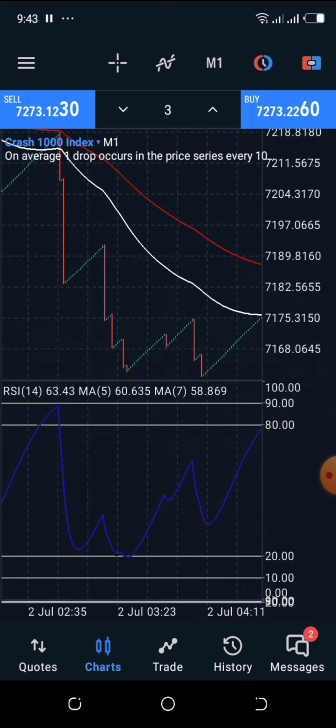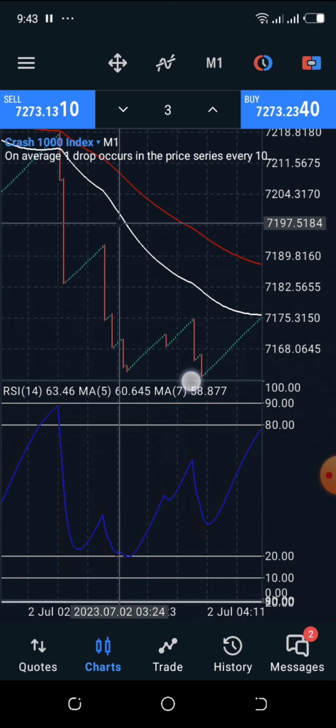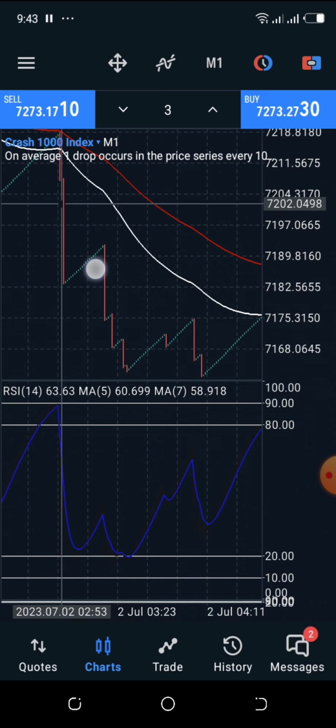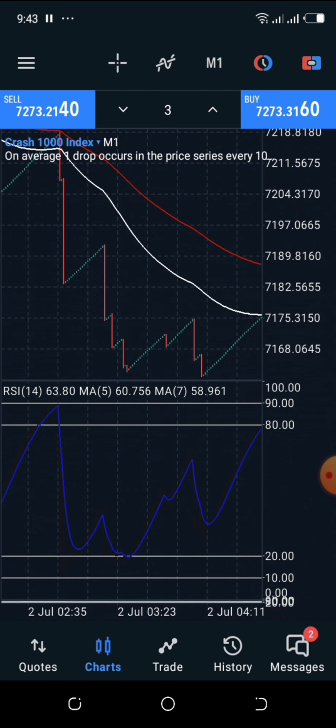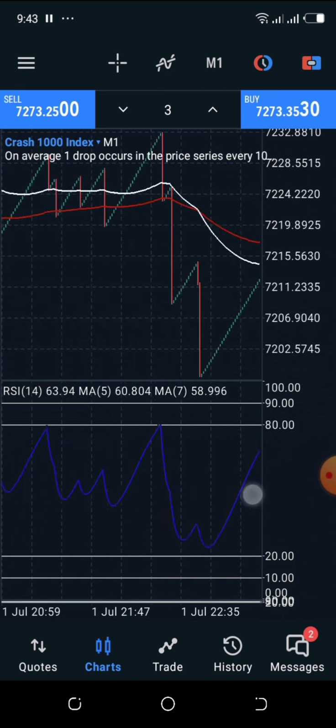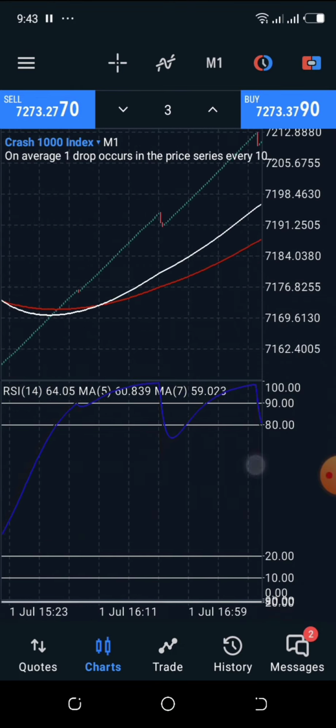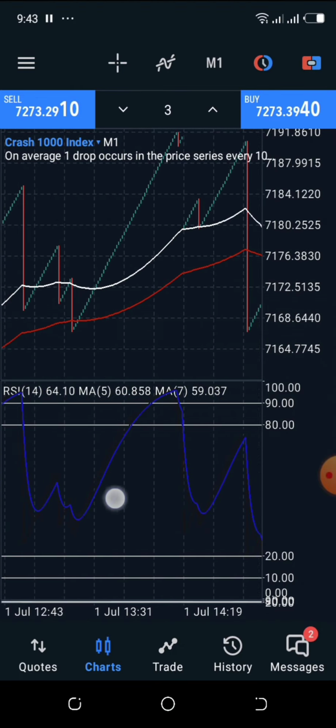7198. Of course it hit our TP. Look at it. 7198, and then I don't know if you get it. That means this spike hit our TP and then still continued to drop. Do you get? So let's look at another example, for there to be good understanding of what we are talking about.